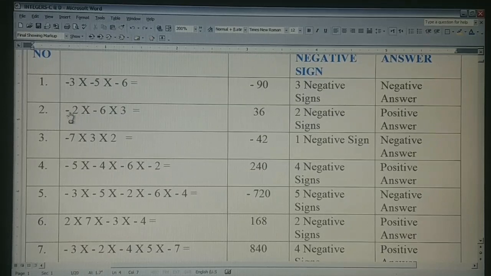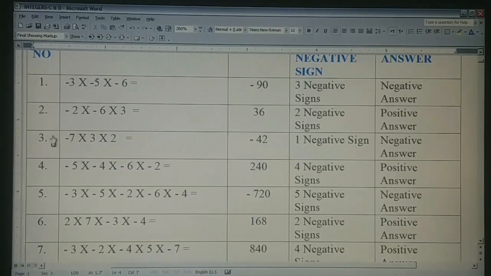We go to the next question, minus 2 into minus 6 into 3. We see there are only 2 negative signs. When there are 2 negative signs, our answer will be positive. So we just first multiply. 6 2s are 12, 12 3s are 36, but the answer will be positive 36. In the third example, we see minus 7 into 3 into 2. Now there is only one negative sign. So if there is only one negative sign, the answer will be negative. So 7 3s are 21, 21 2s are 42, but the answer will be minus 42.